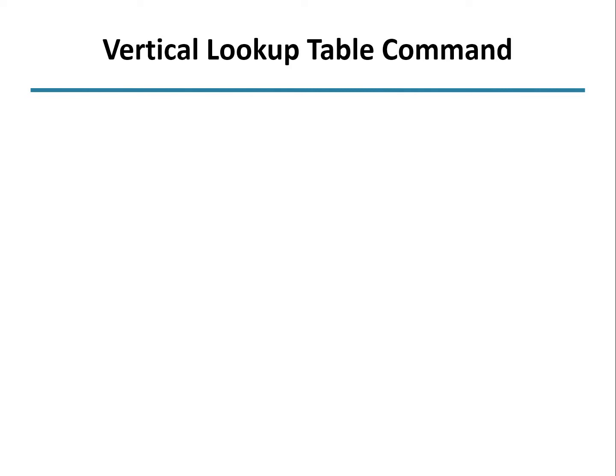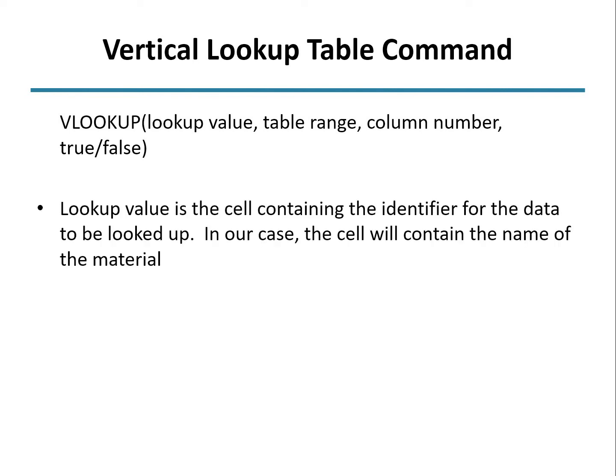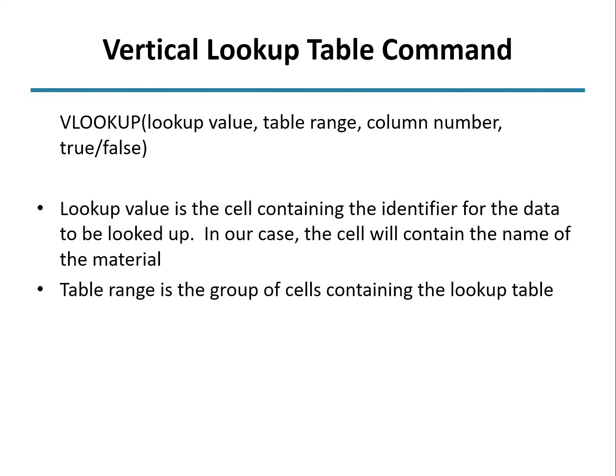And finally, we looked at lookup tables. In a vertical lookup table, as the vertical implies, the data that you're looking up is in a column. And so the lookup command, you can see, has four arguments here. The first one is the value we're going to look up. The second one is where is the table that contains the data, which column number do we want to select, and we'll talk about the true-false in just a moment.